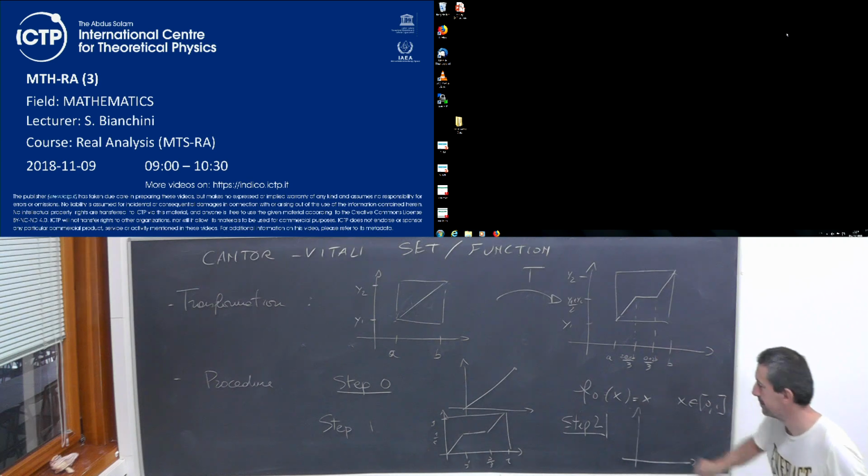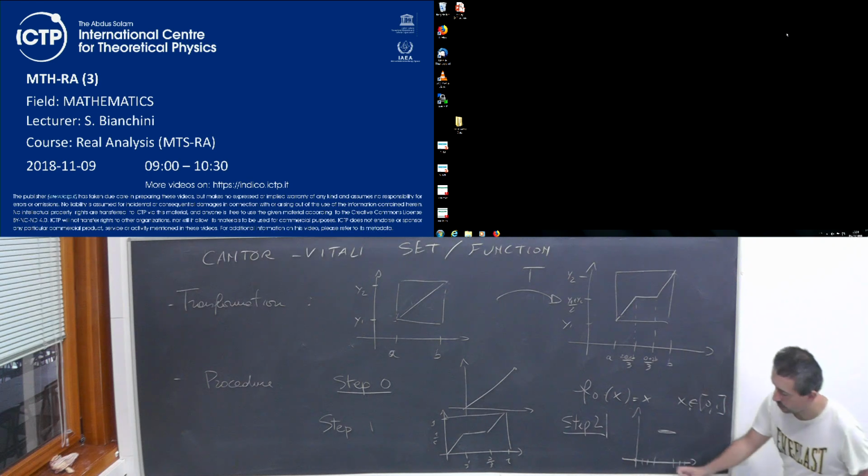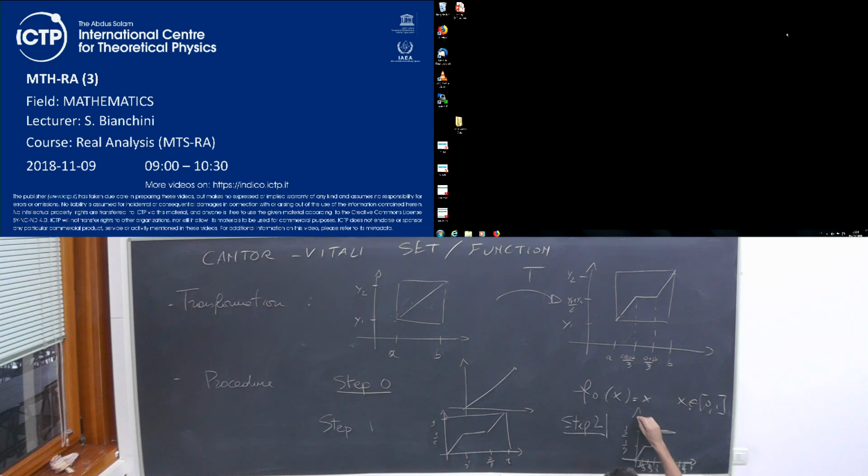What is the new graph? I apply the transformation inside here, so the 1/3 is left, constant. I divide it by 1/3, so it is 1/9, 2/9, 1/3. So this will be 1/9, 2/9, 1/3, 2/3, and this is 7/9, 8/9, 1. And now the value here is 1/2. The new value is the middle value, so 1/4. And the new value here is 3/4.